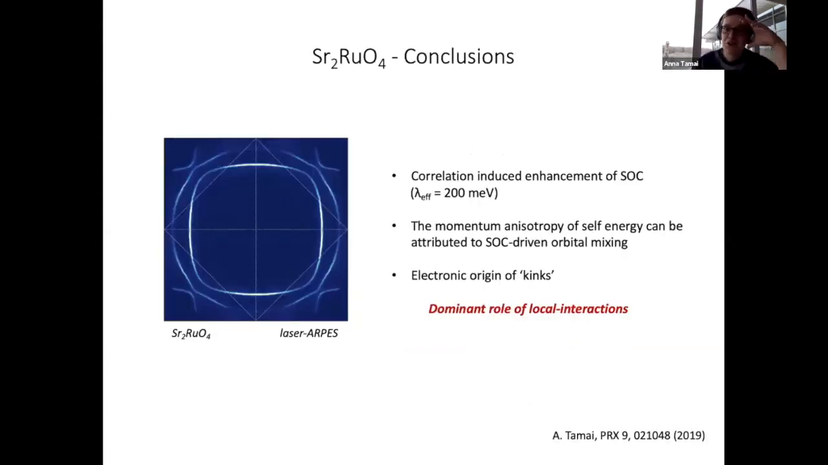I showed you that correlation induces an enhancement of spin-orbit coupling. I think this is important, considering this enhancement of spin-orbit coupling matters if you think about superconductivity in this system. I also think it makes the interpretation of the magnetic susceptibility a bit more complicated because of this orbital mixing. I showed you that there is a strong momentum anisotropy of the self-energy, but this can be completely attributed to the spin-orbit-driven orbital mixing.